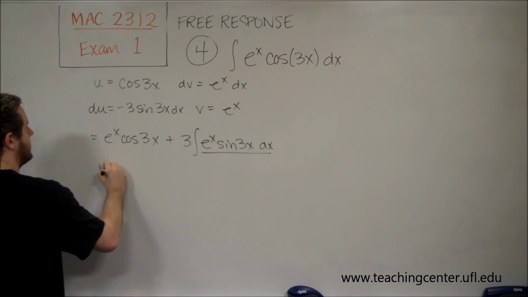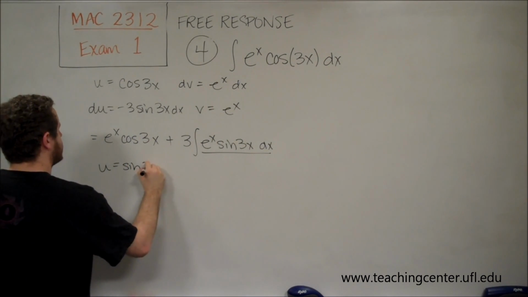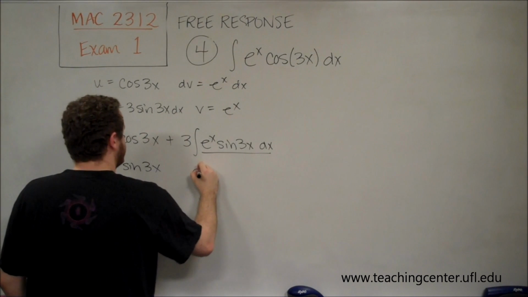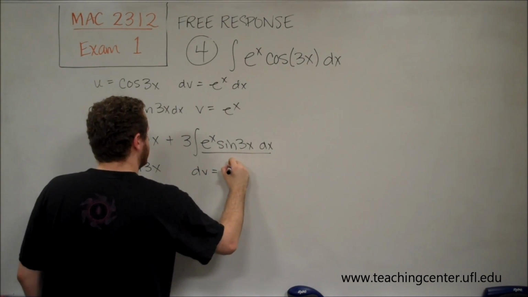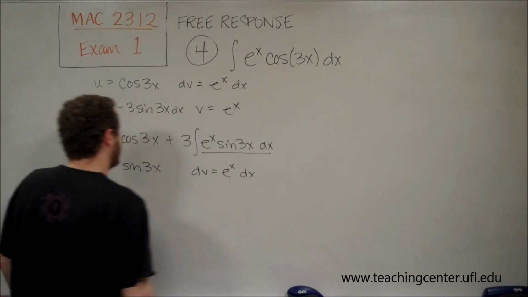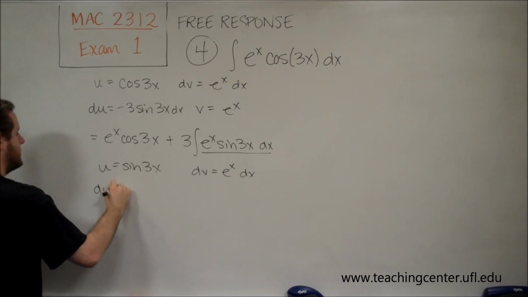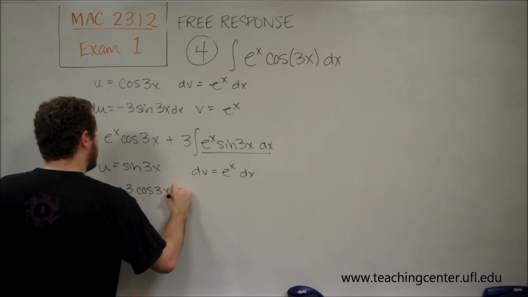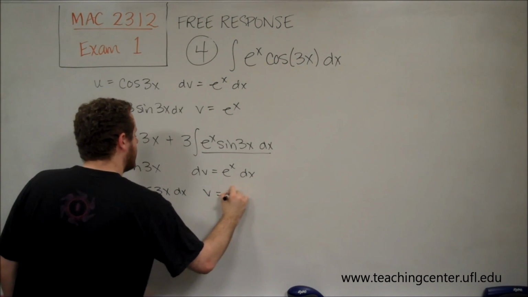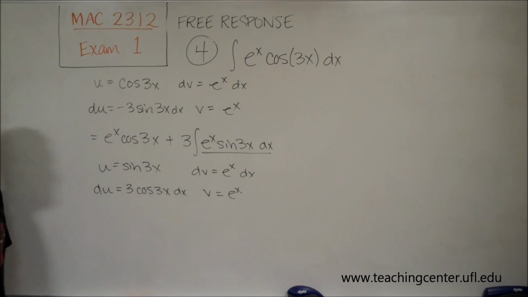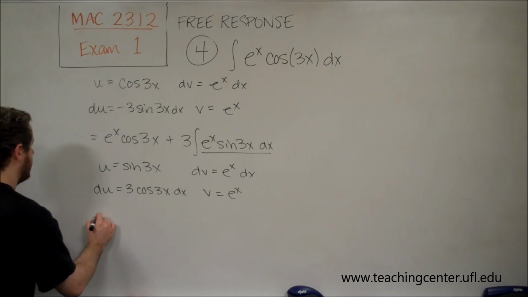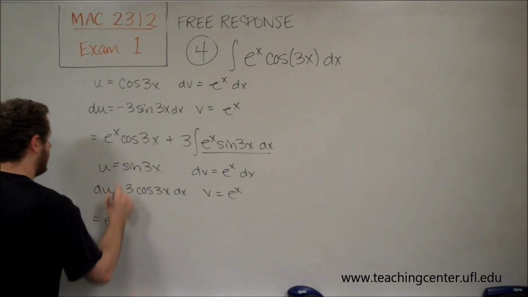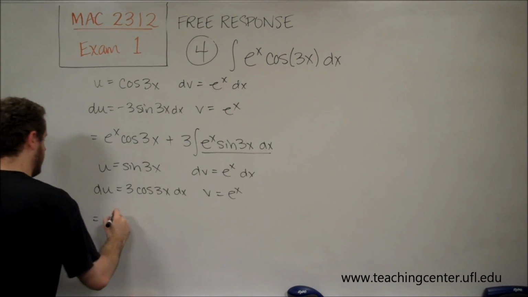So again, let's set the u to be sine of 3x. Our dv is going to be e to the x dx. When we do our derivative, this is just going to be 3 cosine 3x dx. And again, our v is just e to the x. So what do we have now? Well, this is still there from before.